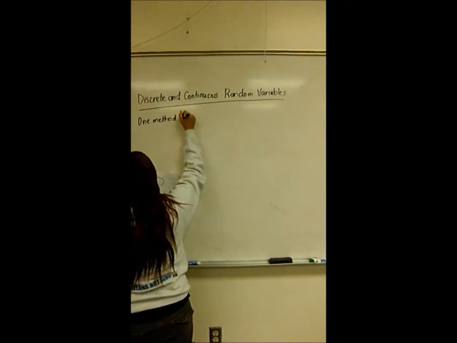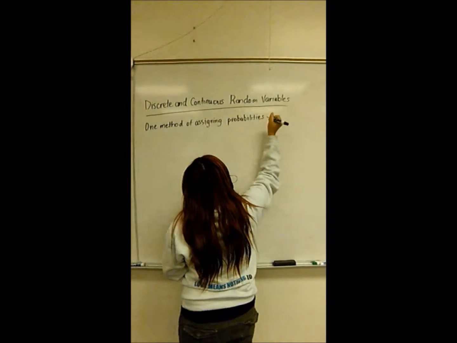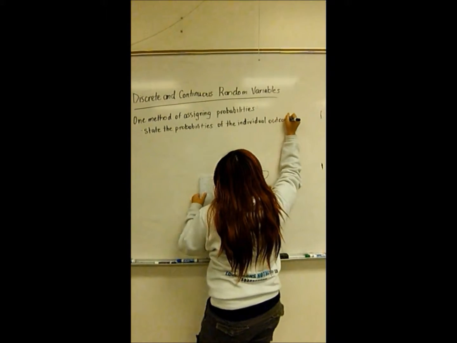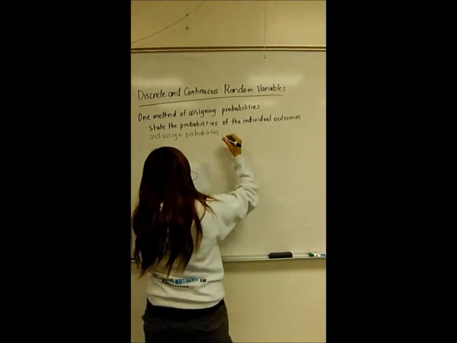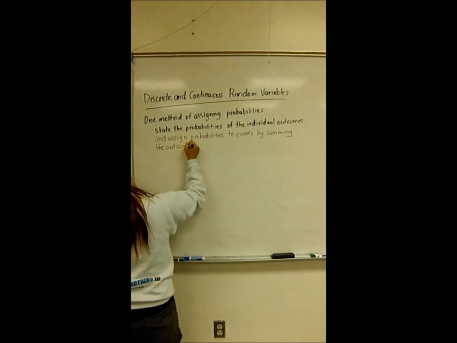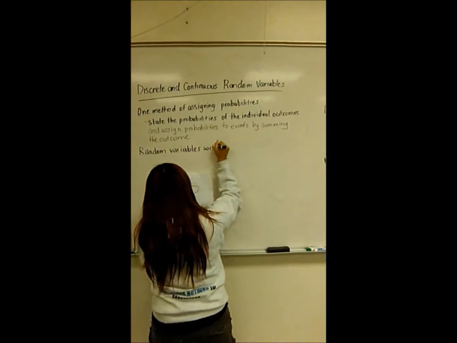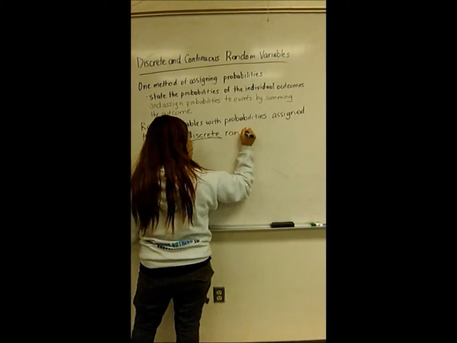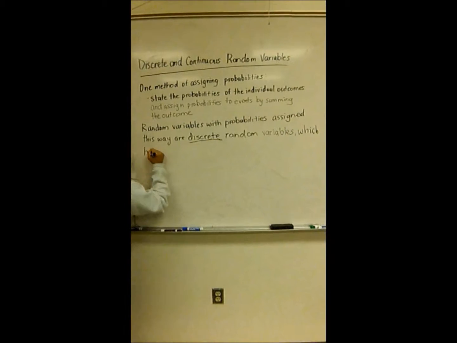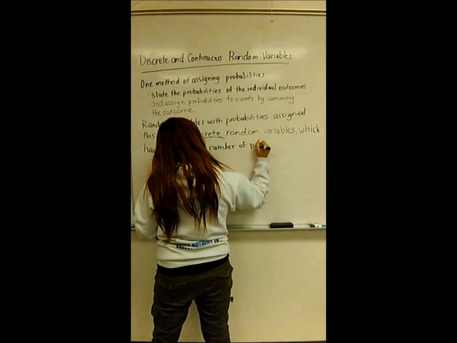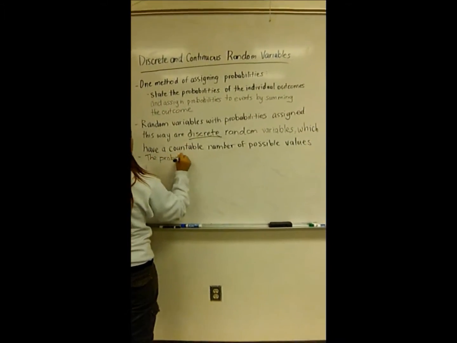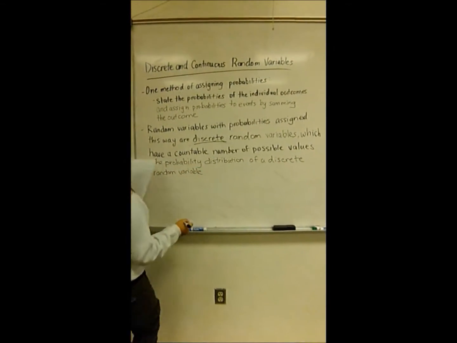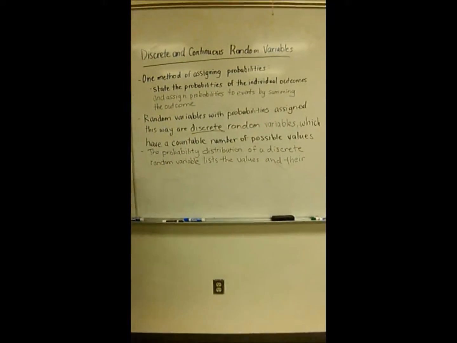One method of assigning probabilities is by stating the probabilities of the individual outcomes, and then assigning probabilities to events by summing outcomes. For example, if you have 10 possibilities, you will be doing 0, 1 through 10 and assigning the outcomes, so on and so forth. Now, random variables with probabilities assigned this way are called discrete random variables, which have a countable number of possible values. The probability distribution of a discrete random variable lists the values and their probabilities.